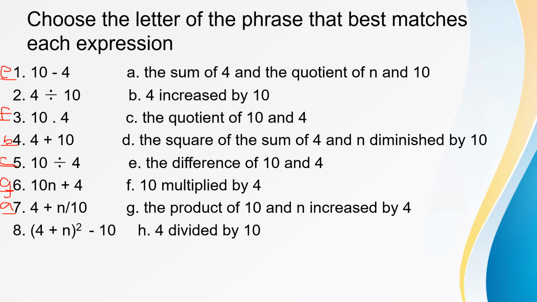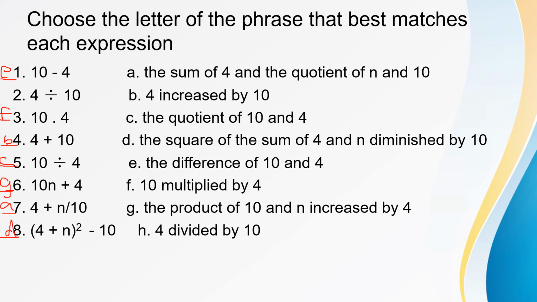And we have here n plus n squared minus 10. So, how is that? Is that there? It seems not, no? Because it should be squared, no? This is, or the quantity of 4 plus n squared minus 10. It should be like that. Or, yeah, this one. The square of the sum of 4 and n diminished by 10. So, this is letter D.